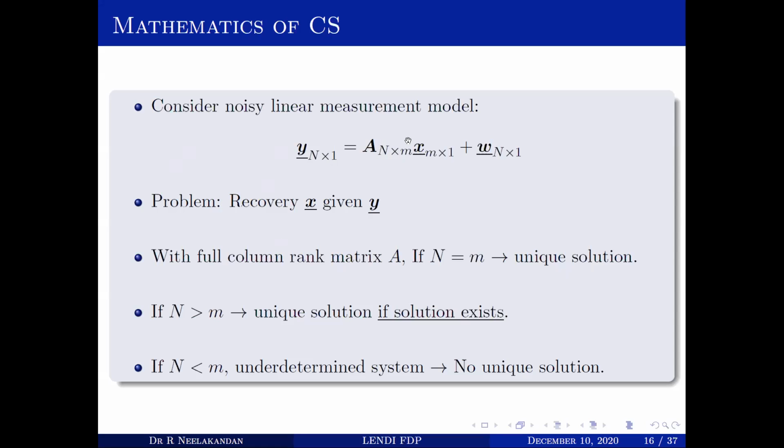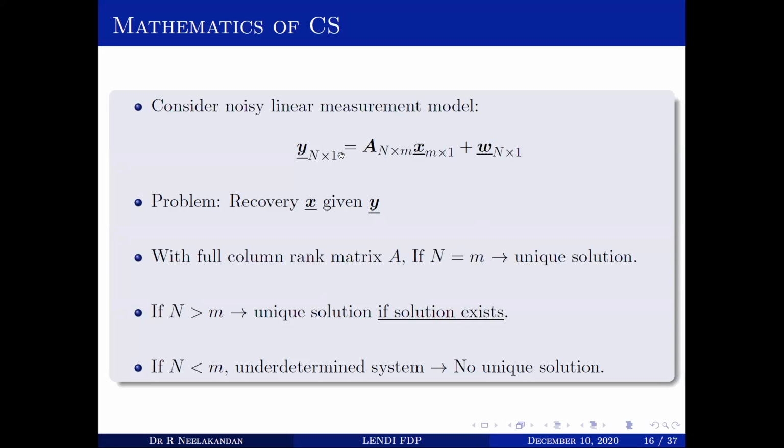Say if you have a square A, full rank, then you can uniquely recover X from Y. X is equal to A inverse Y. If A is a tall matrix, where the number of rows is greater than the number of columns, then a unique solution may or may not exist. You cannot guarantee existence, but if it exists, the solution will be unique. That is n greater than m. You have a tall matrix.